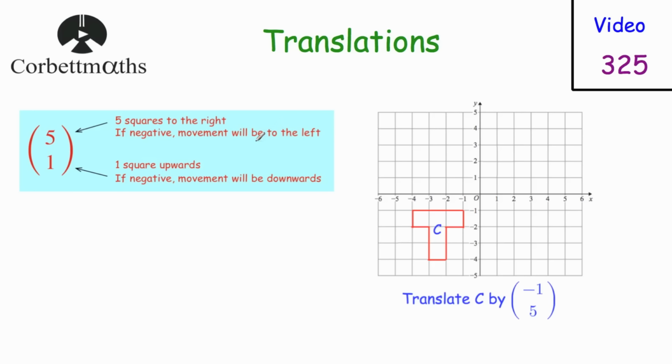Okay, so our next topic is translations, and that's video 325 in Corbettmaths. In M5 we were given instructions and words, so translate shape A, 4 squares to the right, 3 squares downwards, and so on. In M6 we're given a translation vector, and a vector looks something like this, where we're going to have a number on the top and a number beneath and some brackets around it.